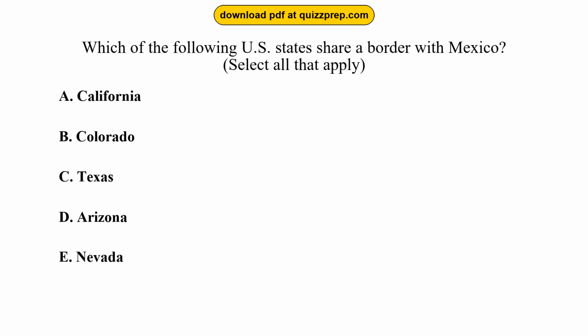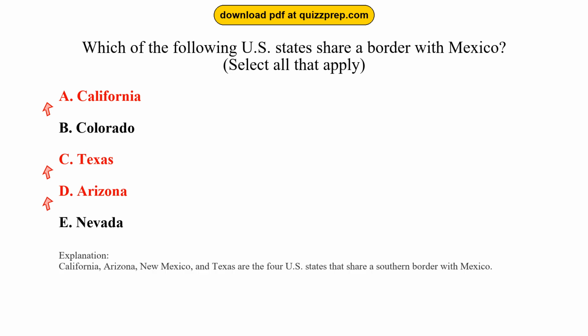Question 59. Which of the following U.S. states share a border with Mexico? Option A, California. Option B, Colorado. Option C, Texas. Option D, Arizona. Option E, Nevada. The correct answers are options A and C and D. California, Texas, Arizona. California, Arizona, New Mexico, and Texas are the 4 U.S. states that share a southern border with Mexico.